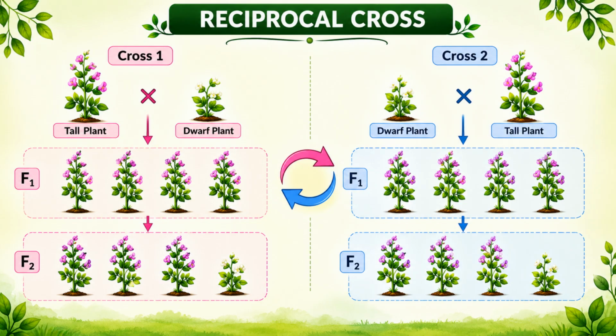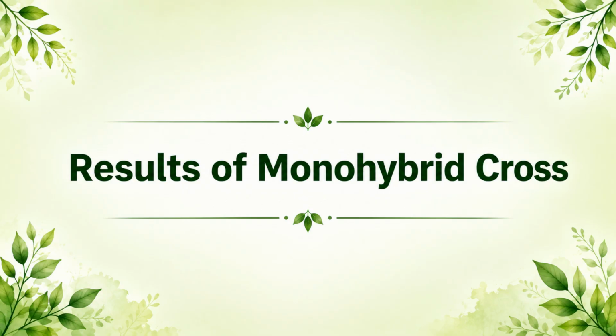From this experiment, Mendel concluded that inheritance of characters does not depend on whether the trait comes from the male parent or the female parent. Both parents contribute equally in inheritance. This experiment helped Mendel prove that traits are transmitted equally from both parents to offspring. Now let us discuss the results of the monohybrid cross.